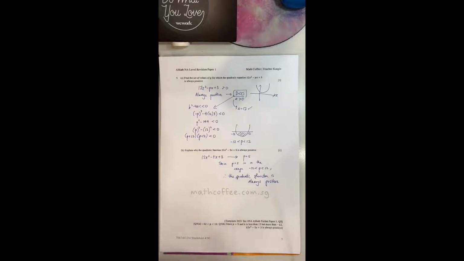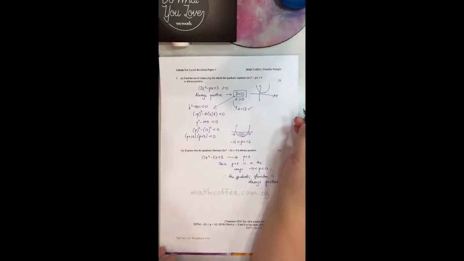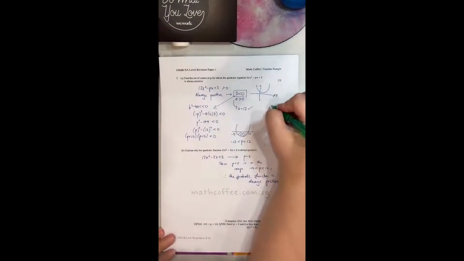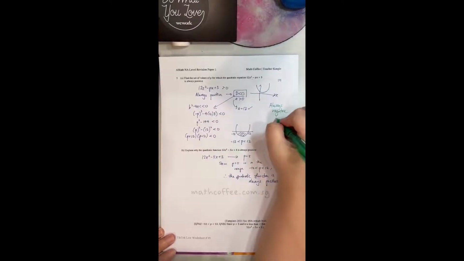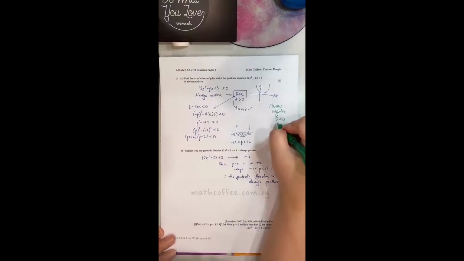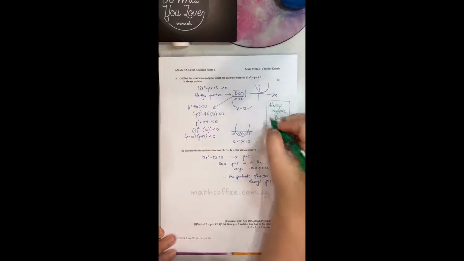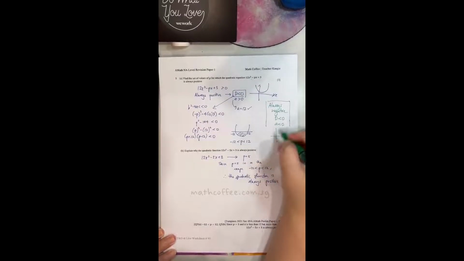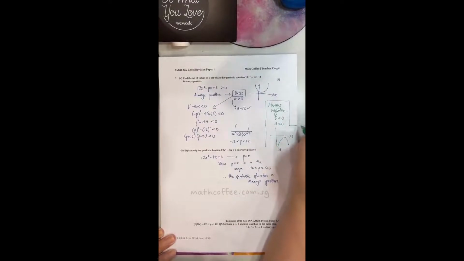So just to highlight, this is always positive, right? So if the question asks for always negative, the discriminant is still less than 0. The only difference is it is a sad face. So this situation is when it is below the x-axis, which is always negative.